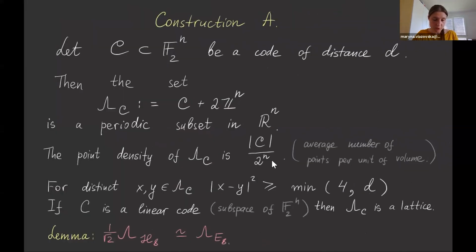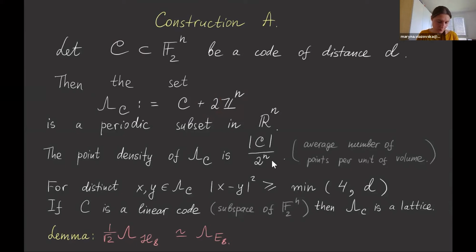And so now when we start with the Hamming code, one of the ways to construct the E8 lattice is to construct it from the Hamming code. And so here is the construction, which in the book of Conway and Sloane is called construction A. And it works for any binary code. It tells us that suppose that we have a binary code of dimension n and distance d, then we can consider the following lattice. So this is the lattice which consists of all elements in this code plus 2 times the lattice Z^n.